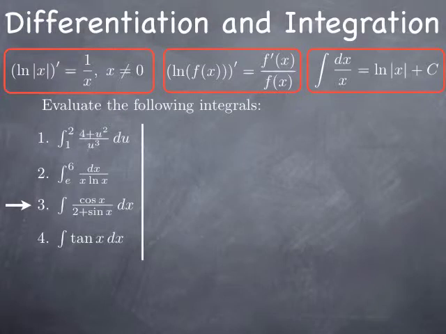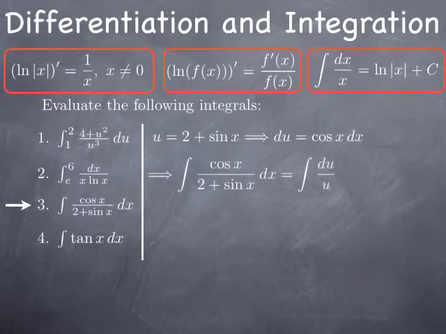Moving on to the third example, which is now an indefinite integral, we are looking for an antiderivative of cosine x divided by 2 plus sine x. Again, we're going to proceed by substitution, observing that if u is 2 plus sine x, then du is the derivative of 2, which is 0, plus the derivative of sine x, which is cosine x. So du is cosine x dx, which is exactly what we have on top. So we have du divided by u.